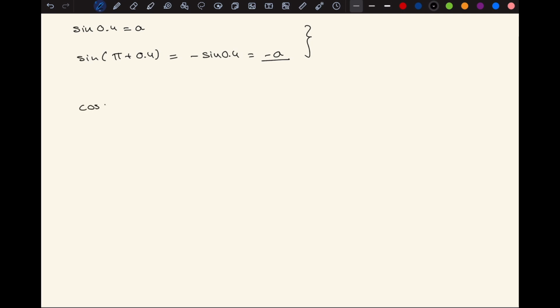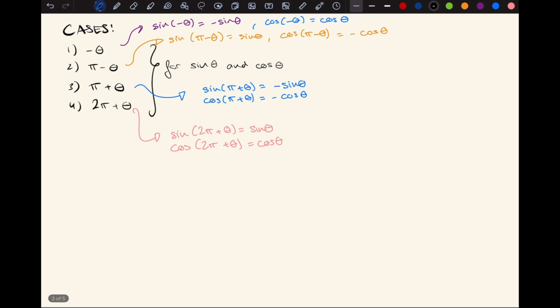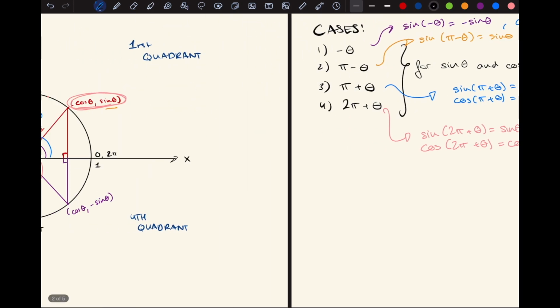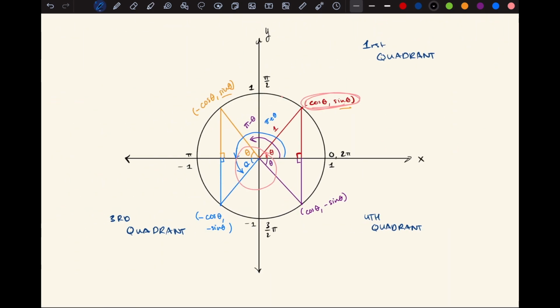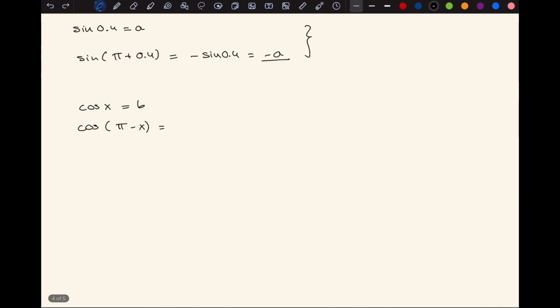You can also have, for example, two variables. If you have the cosine of x is equal to b, and you're working with something where you have, for example, the cosine of pi minus x, you can substitute this. As we've seen before, we're going to end up in the second quadrant. So this is going to be the same thing as negative cosine of x, which is negative b. And again, we can express everything with one variable.